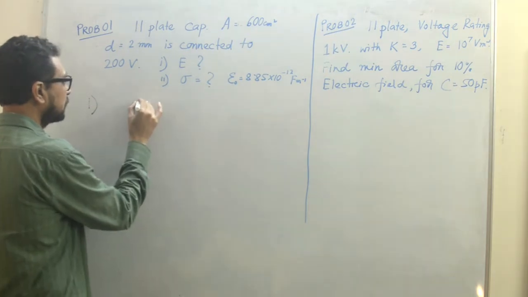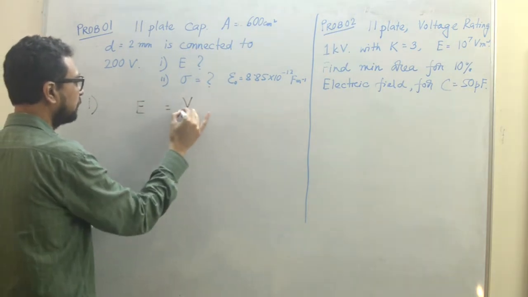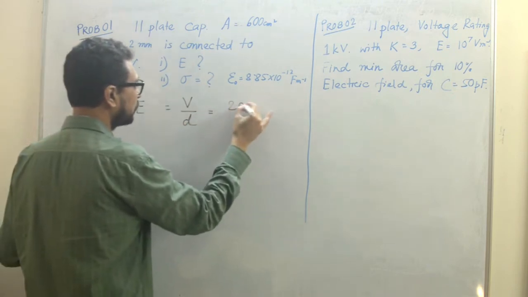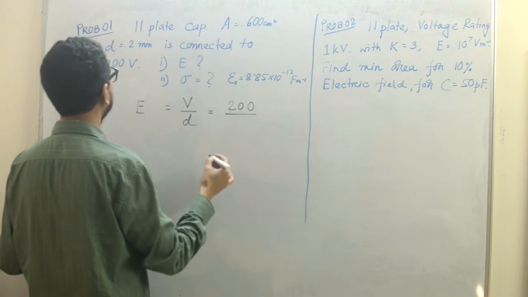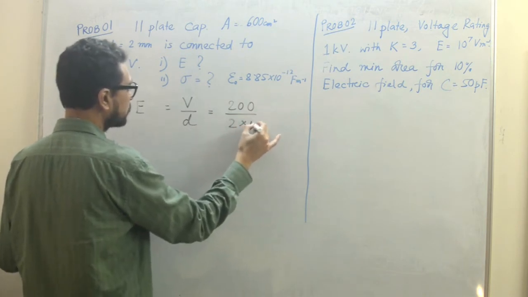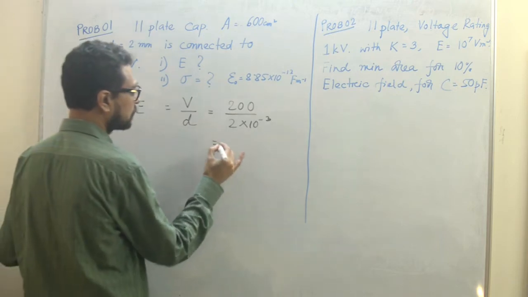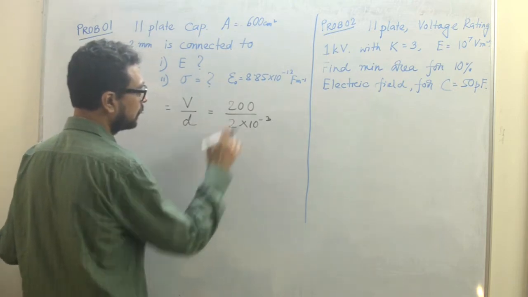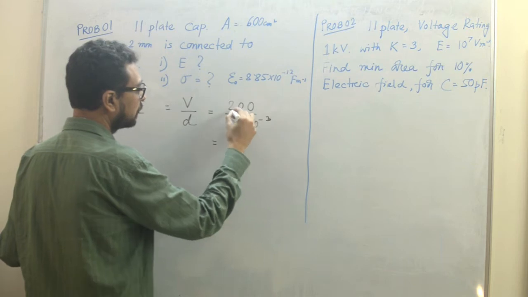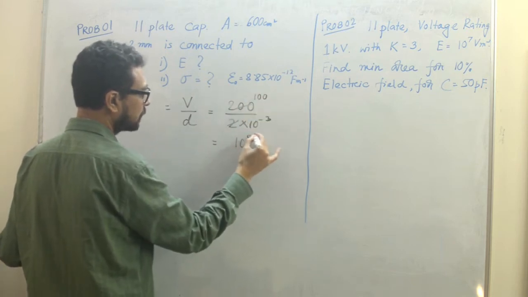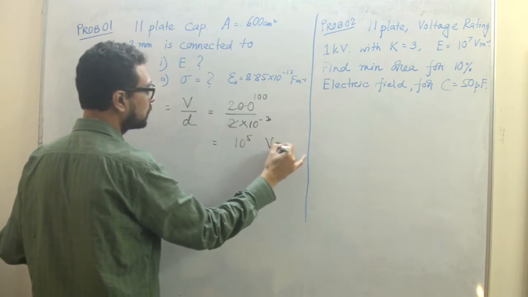Electric field is the potential gradient, so V by D can give me the answer, and V is 200 volt, this is given, and the plate separation is 2 millimeter, which is 2 into 10 to the power minus 3 meter. So finally the answer would be 100 over 10 to the power minus 3, so 10 to the power 3 plus 2, 10 to the power 5 volt per meter.